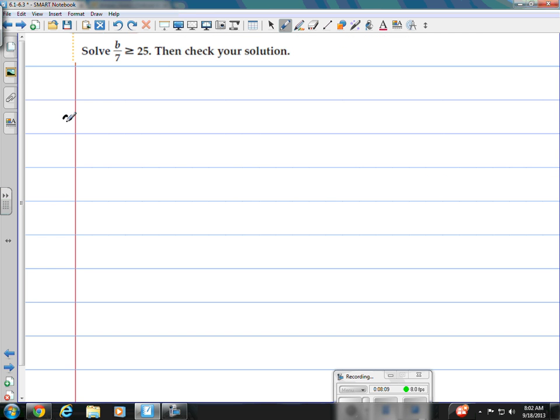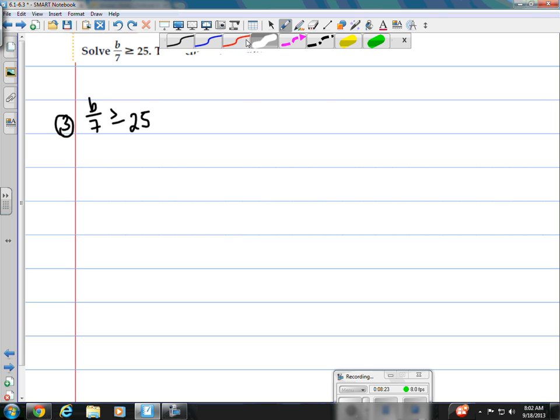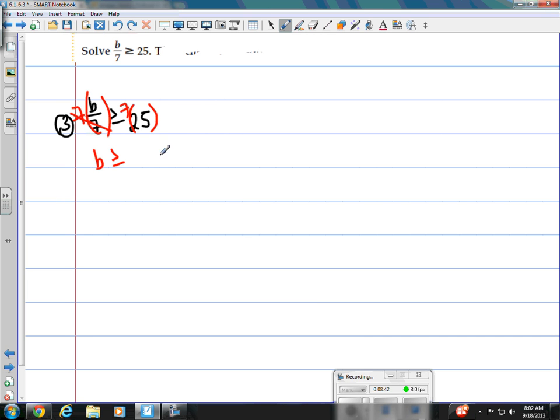It says to solve b over 7 is greater than or equal to 25. Except I'm going to change the direction: instead of saying check, we're going to graph it. So if you look right here, we ask ourselves what's happening to b. It's being divided by 7. So the opposite thing to do is to multiply both sides by 7. The 7's cancel, and b is greater than or equal to 7 times 25, which is 175.